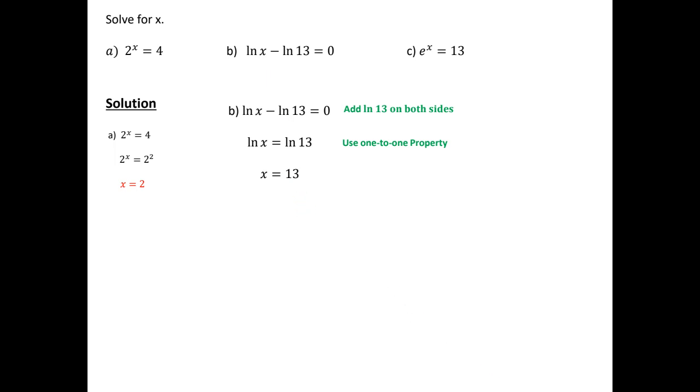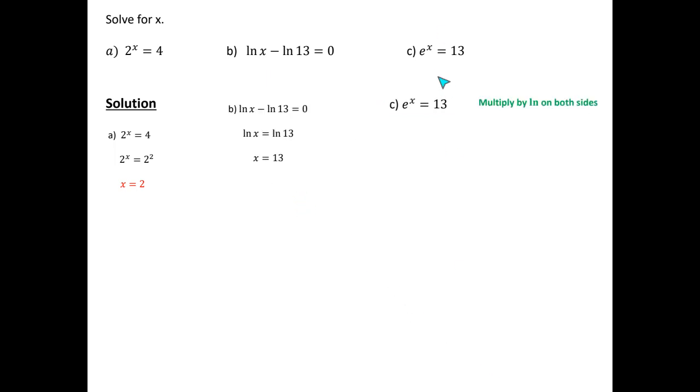Now the third one, e to the x is equal to 13. This 13, there's no way that I can ever make it have a base of e. So one way to solve for this is multiplying natural log on both sides. And so I'm going to multiply natural log on both sides. The reason I'm doing that is because this is base e and the natural log is base e. So what we can do next is we can see that we have an exponent.